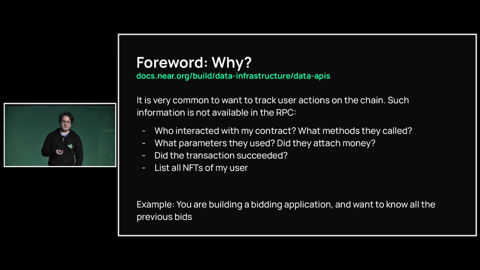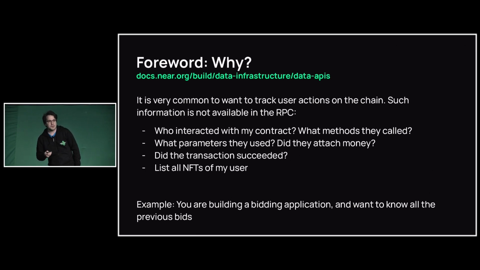It's very common when you're building an application that you will want to do something more than just connect and talk with a smart contract directly, right? Like, say, okay, store data, give me some information. Many times you want to track user actions on the chain because that's relevant for your application, and such information is not available in the RPC, and therefore it's not available through the NEAR APIs.